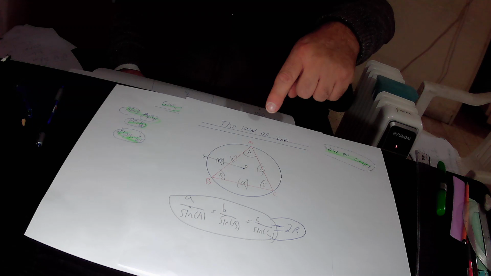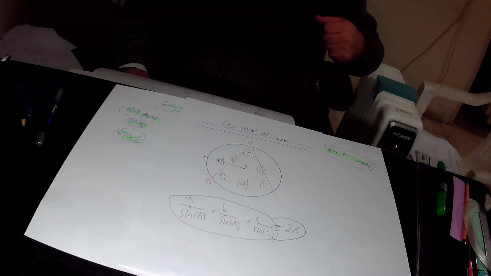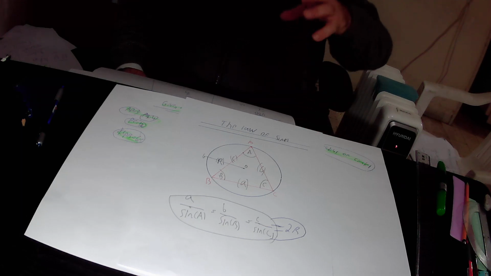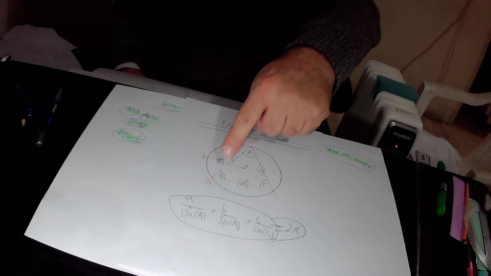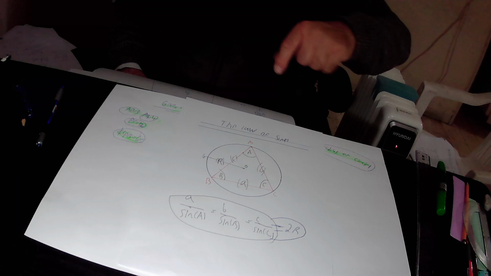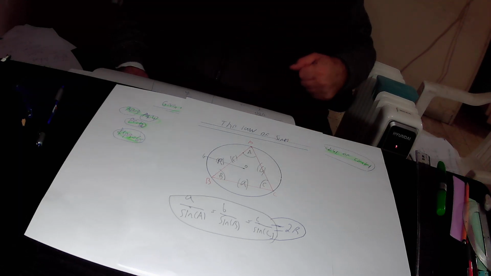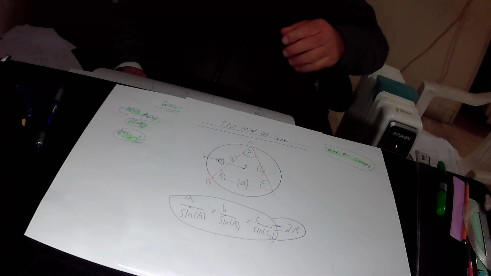And this triangle ABC is inscribed in this circle. The radius of this circle is R. So according to the law of sines, in this drawing, a over sine A equals b over sine B equals c over sine C, and this also equals 2R. So we can implement the law of sines.